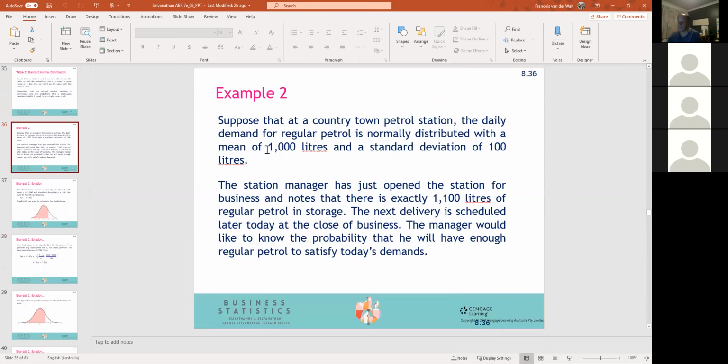Suppose that at a country town petrol station, the daily demand for regular petrol is normally distributed with a mean of 1,000 liters and a standard deviation of 100 liters. The station manager has just opened the station for business and notes that there's exactly 1,100 liters of regular petrol in storage. The next delivery is scheduled later today at the close of business. The manager would like to know the probability that he will have enough regular petrol to satisfy today's demand.